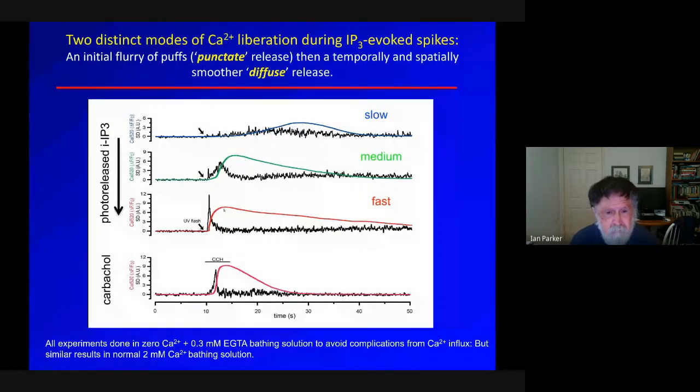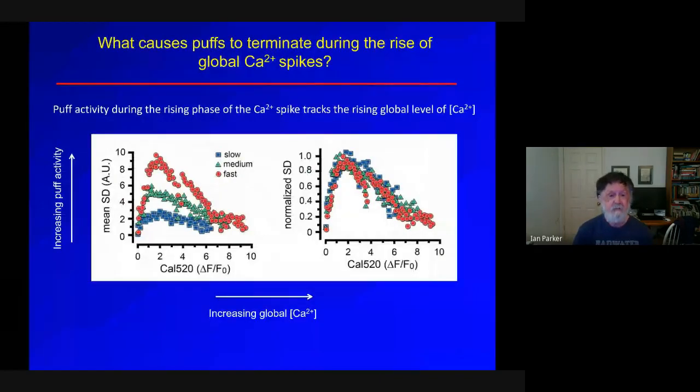And to look at that, what we did was just take measurements at each time point on the rising phase. We said, what is the global fluorescence, a measure of the global calcium? What is our standard deviation at that same time, a measure of puff activity? And then we can do a scatter plot of one against the other.